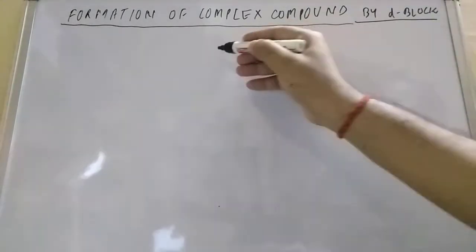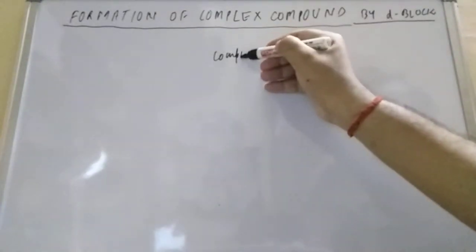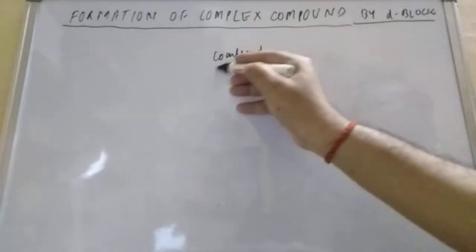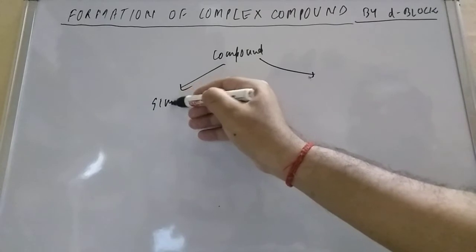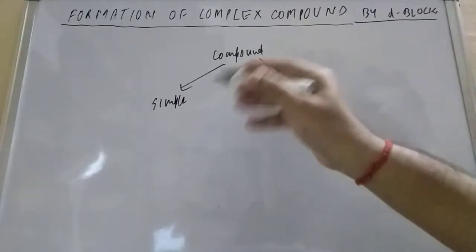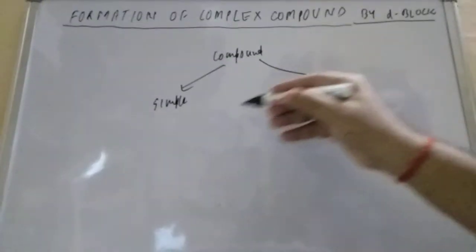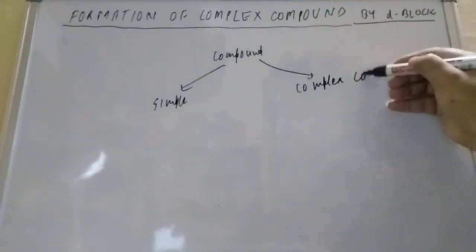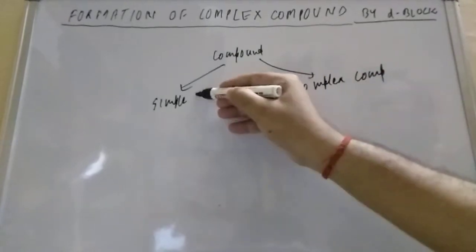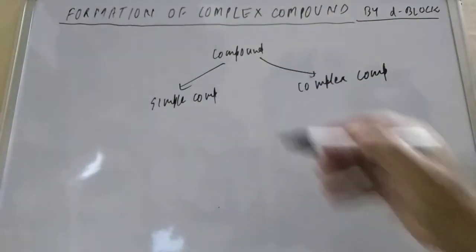When you talk about compounds, they can be classified into two categories: one is simple and the second one is complex compound. Dear students, how do we understand what is a simple and a complex compound?